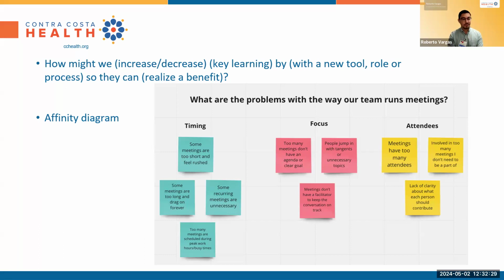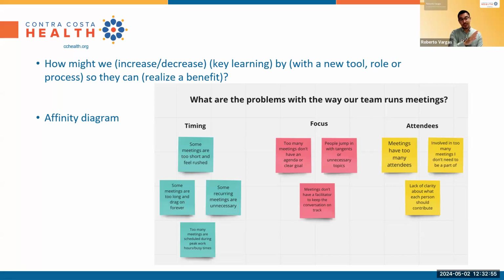So for instance, let's say you have four separate problems that were brought to your attention. Some meetings are too short and feel rushed. Some meetings are too long and drag on forever. Some recurring meetings are unnecessary, and too many meetings are scheduled during peak work hours / busy times. All true, all very real problems to those individuals.